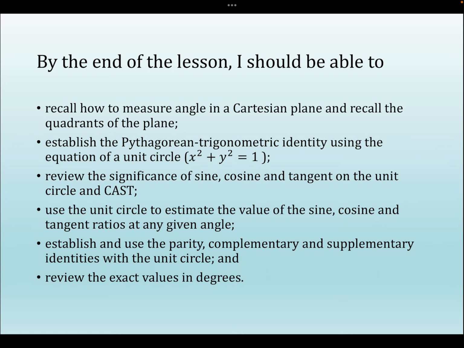Now you should remember the significance of sine, cosine and tangent on the unit circle and CAST. I'll explain CAST a little bit later. Use the unit circle to estimate the value of the sine, cosine and tangent ratios at any given angle. You should be able to establish and use the parity, complementary and supplementary identities with the unit circle. And finally, you need to be able to review the exact values in degrees.